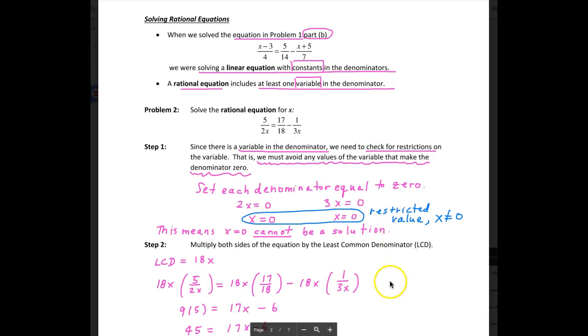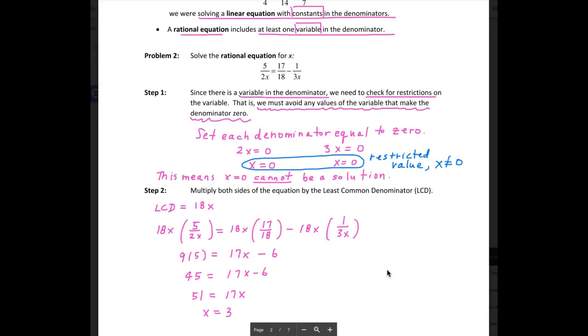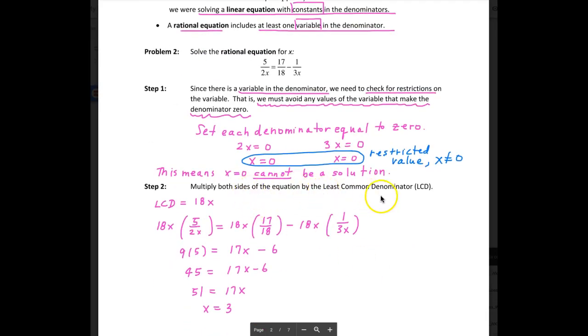So let's try to find out what the actual solution is. What we're going to do is multiply both sides of the equation by the least common denominator. This is something you should already be familiar with. So the least common denominator of 2x, 18, and 3x is 18x. Notice it is not 18x squared because we just have an x here. You don't multiply the two x's, we just take one of them.